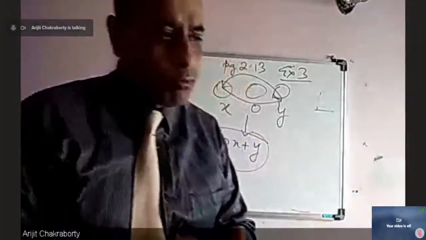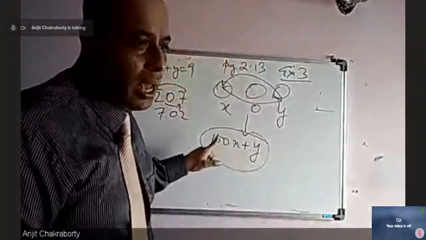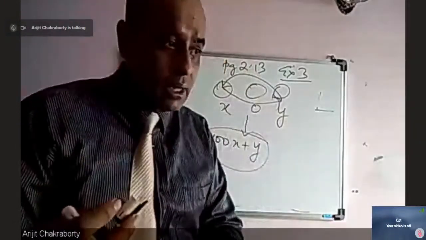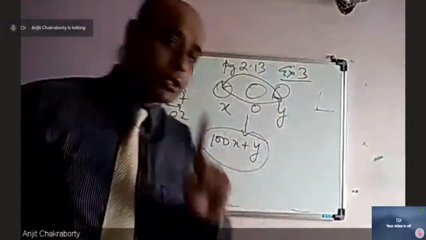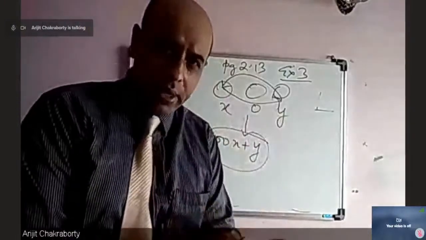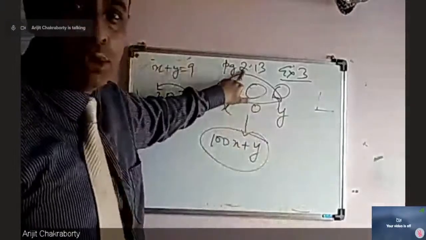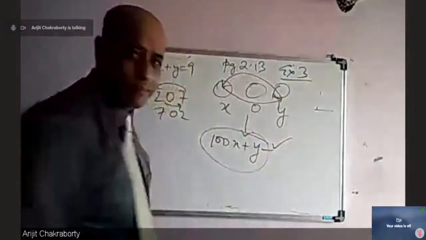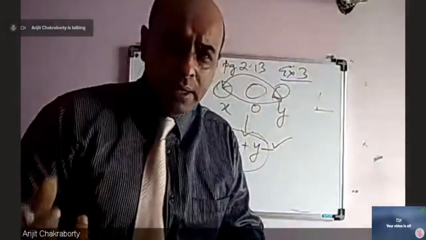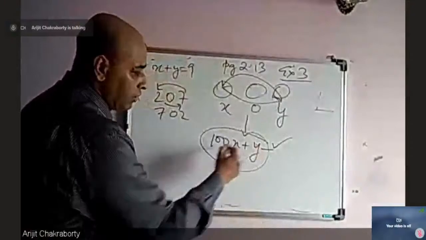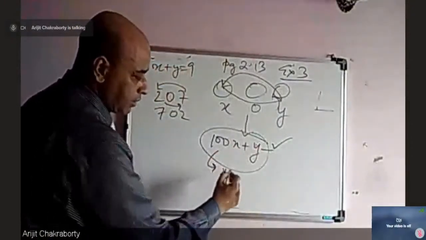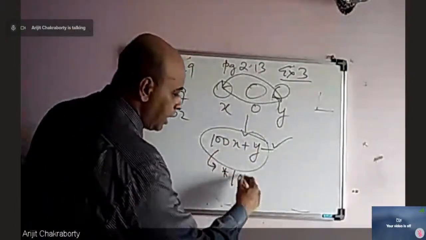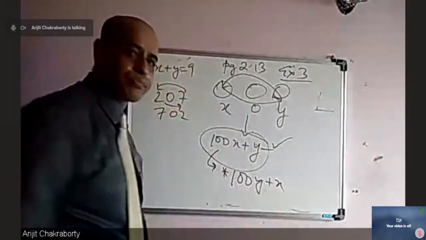The number found by interchanging the first and the third digit, we have to first find out, and that will be more than the original number by 297. I hope you are reading the study material, page 2.13, example 3. So this is the original number. Fine. What is the new number? You have to interchange. So the new number is, I am giving a star to show it's a new number, it will become 100y plus x.